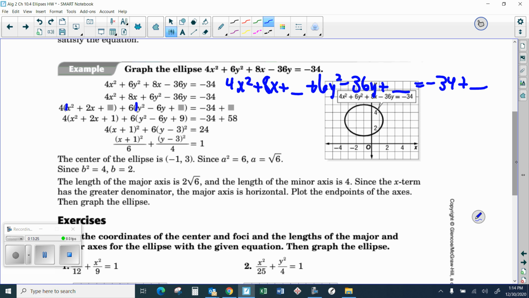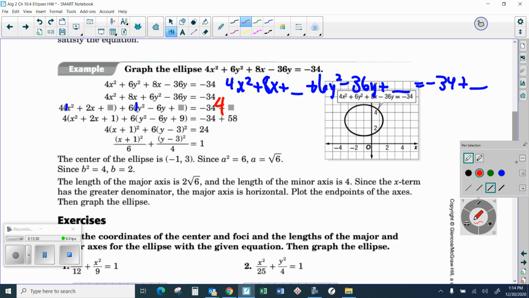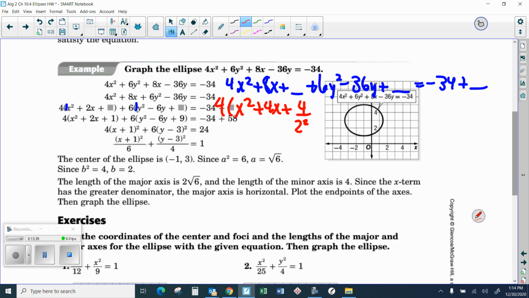Now my next step is to factor out the leading coefficient for the x squared and the y squared. Take out the 4, I'm left with x squared plus 4x. Now I can go ahead and complete this square. Half of 4 is 2, squared is 4. Okay, parentheses, plus, take out the 6, I have y squared minus 6y plus, and now that blank, half of negative 6 is negative 3, squared is 9, blank equals negative 34 plus blank.